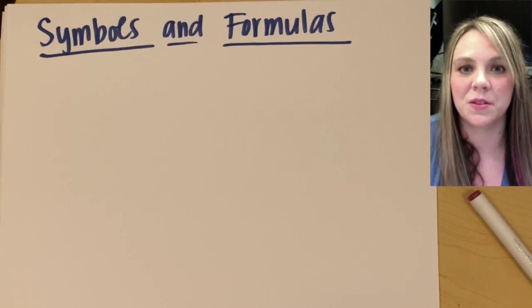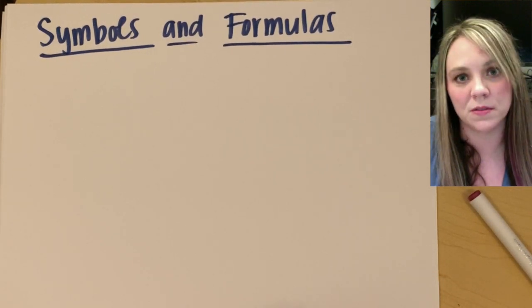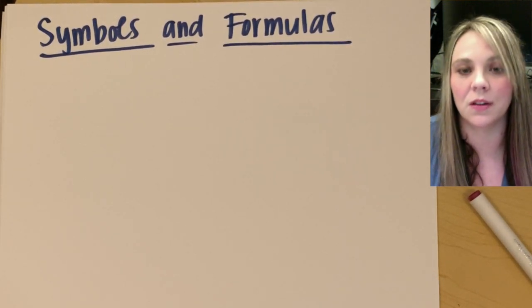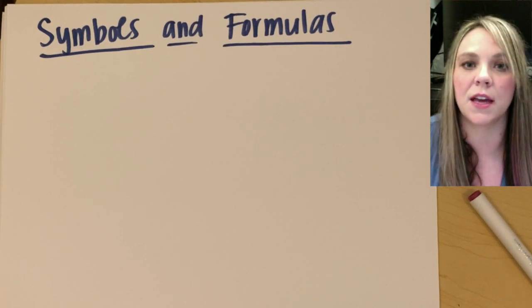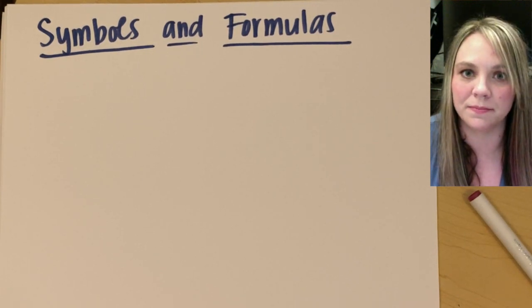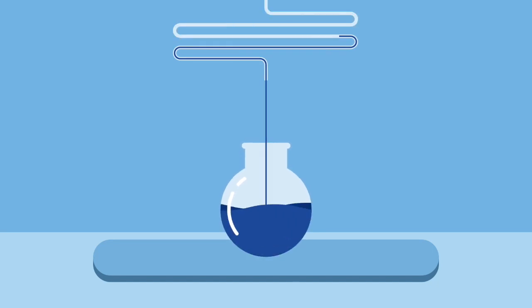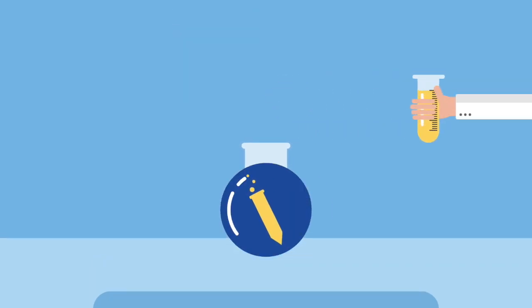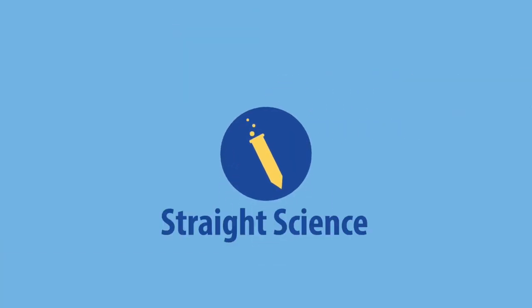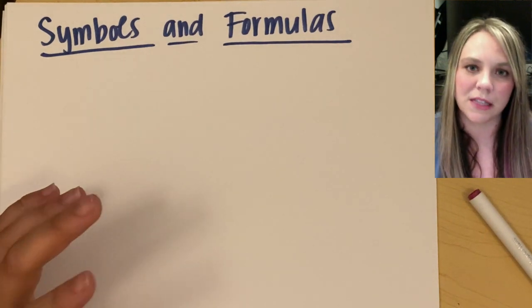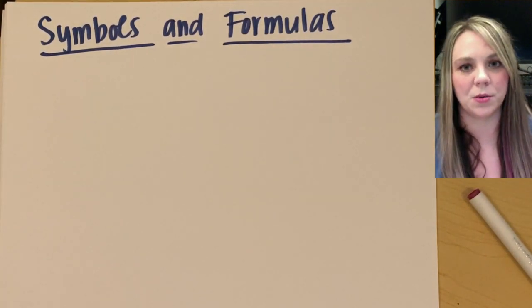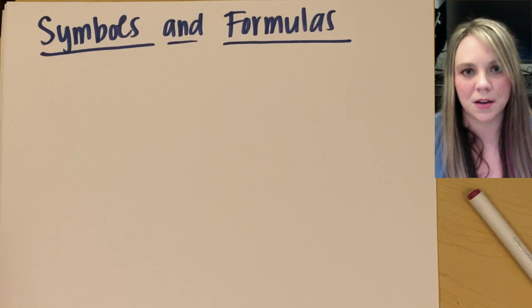In this video, we are going to look at the symbols for elements. We're going to look at diatomic elements, and we're also going to look at chemical formulas, okay? So this is a relatively easy concept, but I want to make sure we're all 100% on this.